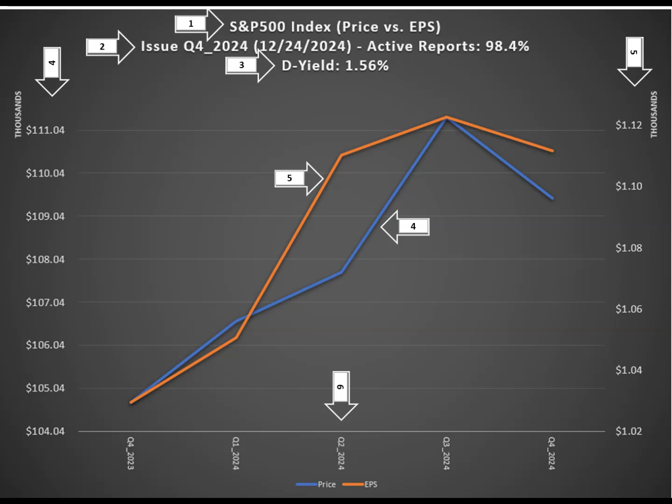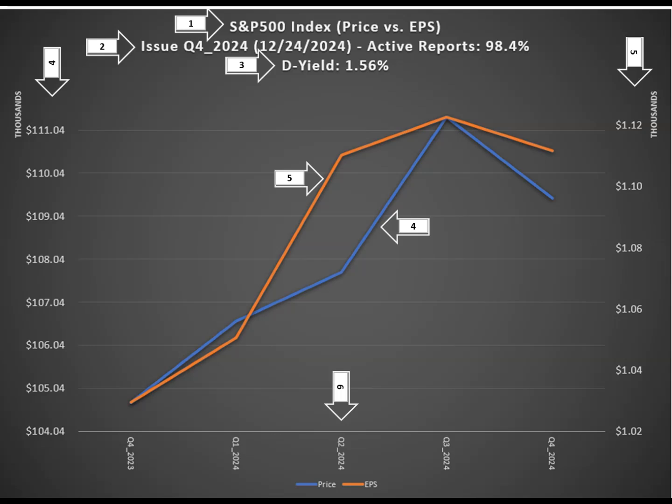Layout of the price to earnings per share charts, elements numbered 1 through 7. Number 1, the chart title, describes the chart's category and series being measured. Number 2, the chart's recency information, which may include the issue quarter of the chart, the average of the dates when the quarterly reports were provided to the SEC, and the percentage of companies providing quarterly reports.